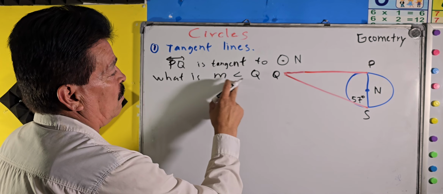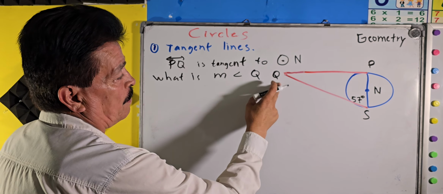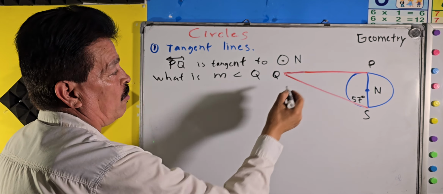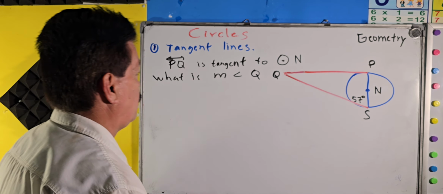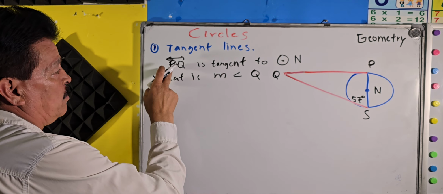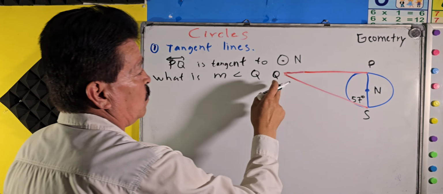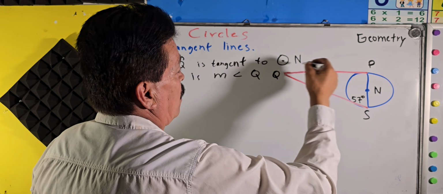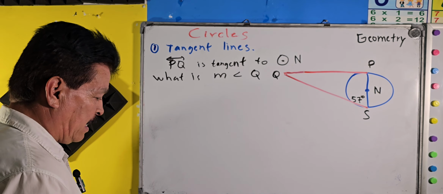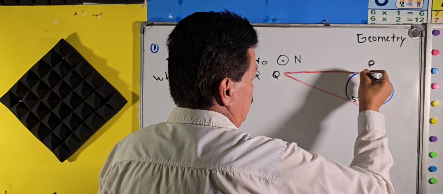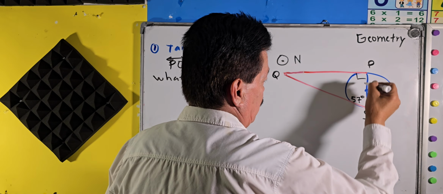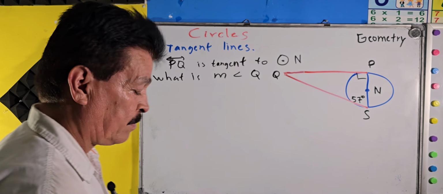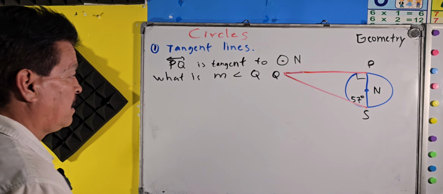So we have a question. What is the measure of angle Q? This angle. We need to know how much is the measure of that angle. The tangent, we have this line PQ. PQ is tangent to the circle N. So when it's tangent, this means that here is a right angle. All right.